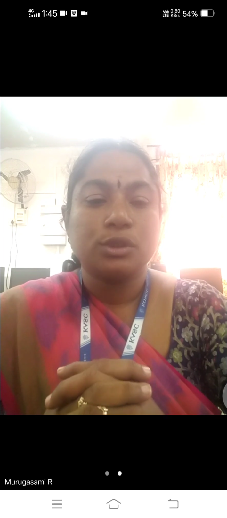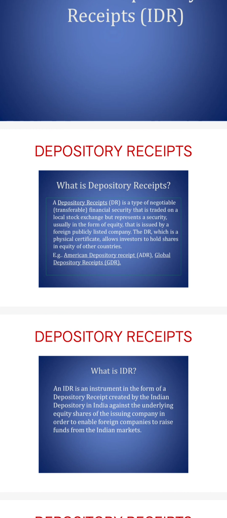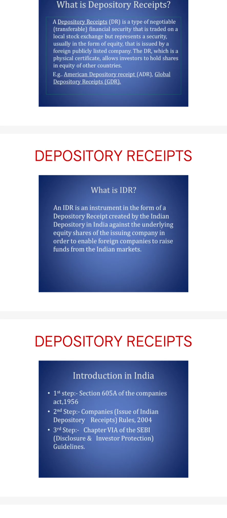Now we discuss Indian Depository Receipts. A depository receipt is a type of negotiable financial security that is traded on a local stock exchange but represents a security, usually in the form of equity, that is issued by a foreign publicly listed company. The DR, that means the depository receipt, is a physical certificate that allows investors to hold shares in equity of other countries.